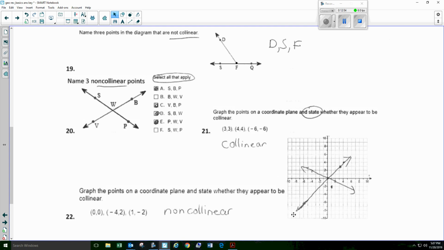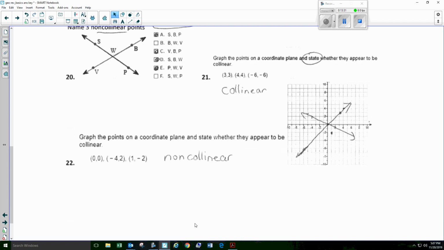Number 21 said to plot these points. You plotted them right here, and they are collinear. Some people just plotted them and didn't state. It says state whether they appear to be collinear or not. You had to say collinear or non-collinear. You can't just graph it. The whole key word is whether you understand the word collinear versus non-collinear. So if you left it blank, you got it wrong. So I plot these ones. You get this point, 0, 0, -4, 2, and then 1, -2 down here. Obviously, when I connect that, this 1, -2 doesn't even come close to touching the line. So non-collinear. Okay, and that will end it.